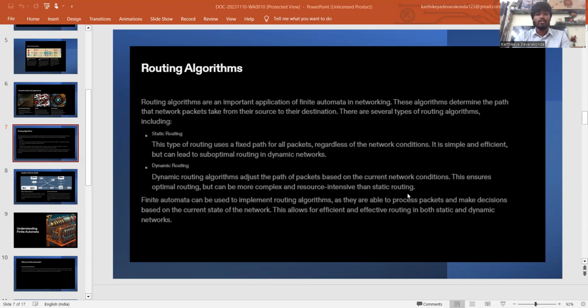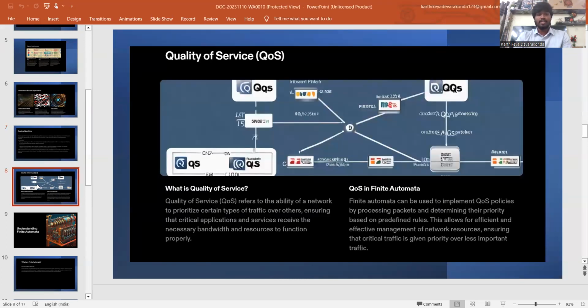Finite automata can be used to implement routing algorithms as they are able to process packets and make decisions based on the current state of the network. This allows for efficient and effective routing in both static and dynamic networks. Now we'll move to the next page.